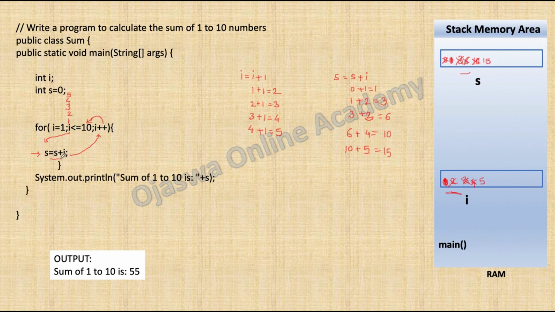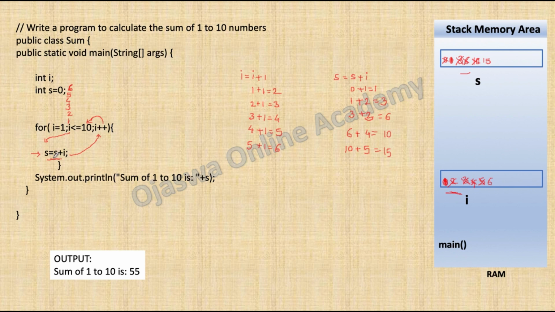So after this statement is executed, control goes to the increment statement and I equal to I plus 1 is executed. Value of I is 5 plus 1 equal to 6. So inside the memory 5 is replaced with 6 and now the updated value of I is 6. From here, control goes to the condition. Value of I is 6. So 6 less than 10. Condition is true. Control comes inside the loop.